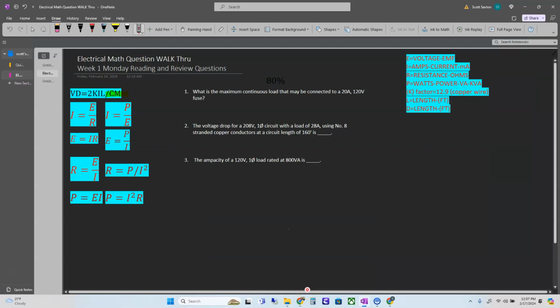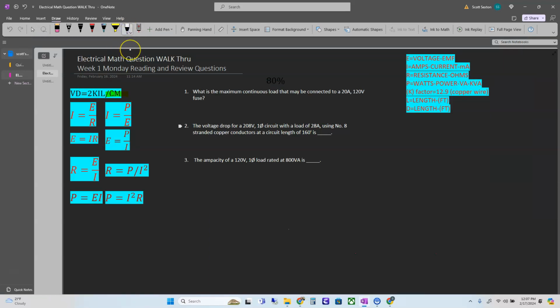So let's work this calculation, shall we? This is one of the harder ones to do because there's still a lot of points to it. So I have 2 times my K factor, 12.9, times what? What's my amperage? 28, times my length, which is 160.